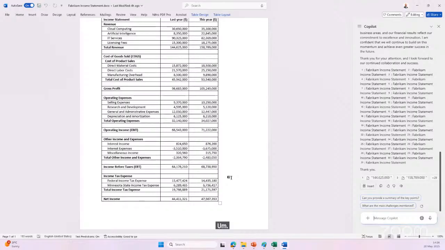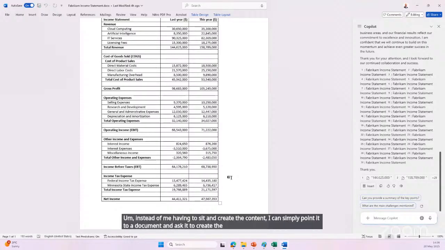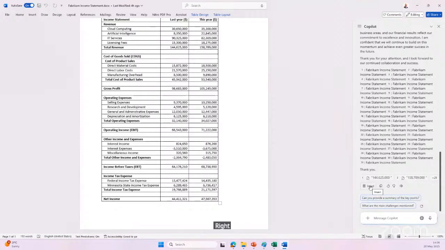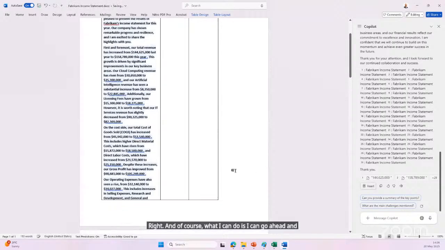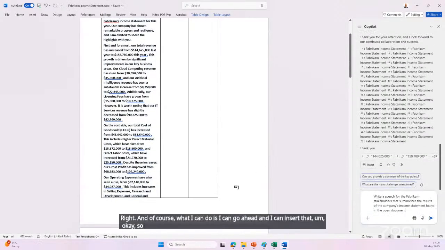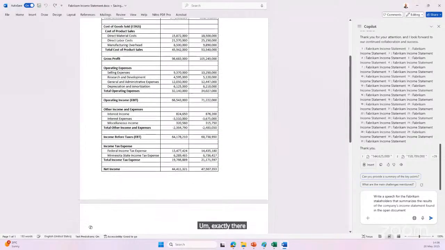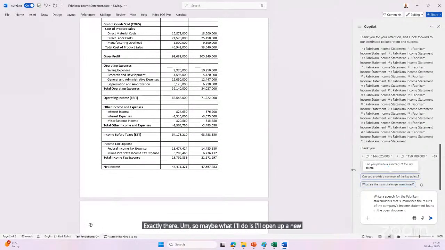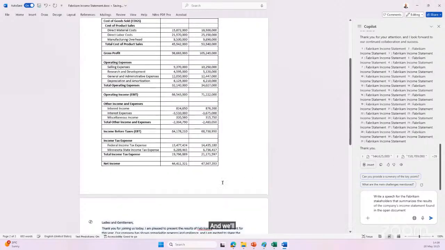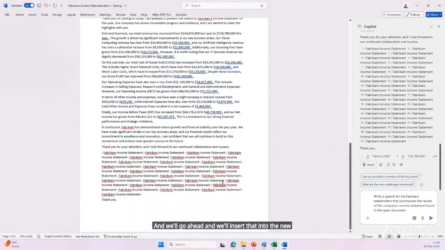Instead of me having to sit and create the content, I can simply point it to a document and ask it to create the content for me. Of course, what I can do is go ahead and insert that. Okay, I didn't quite want to insert that exactly there. So maybe I'll open up a new page over there, and we'll insert that into the new page. And there I have my speech.